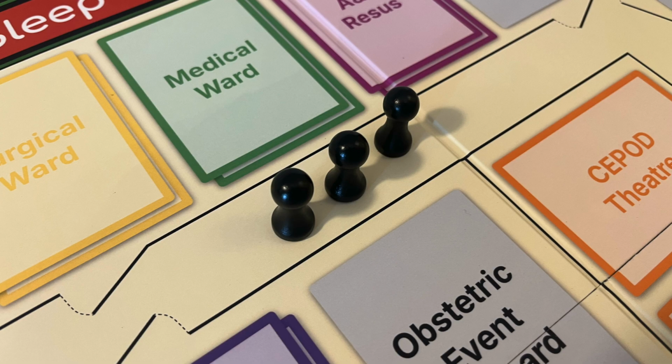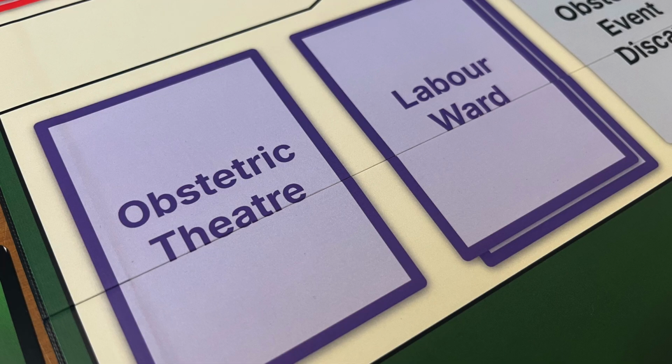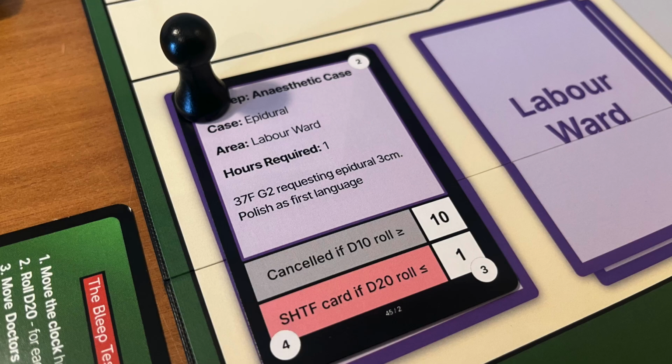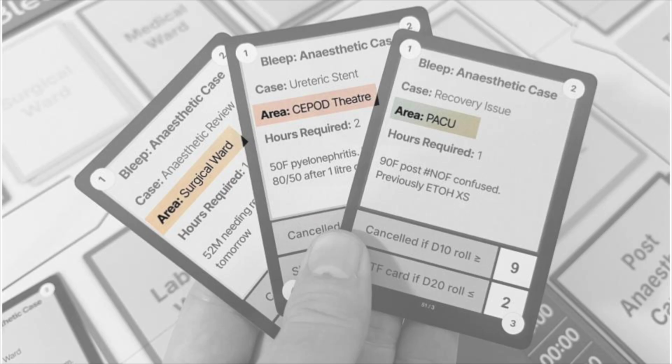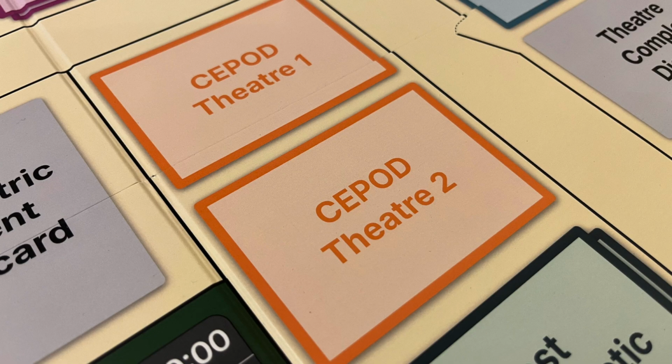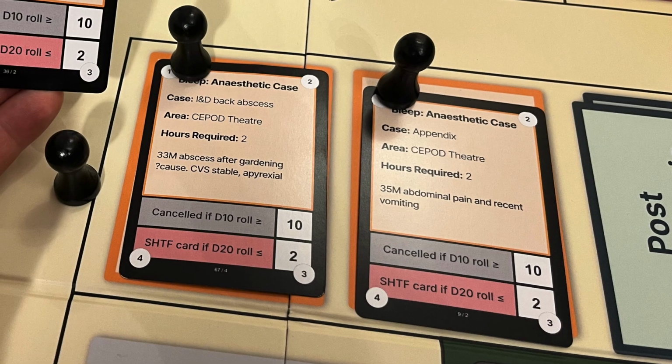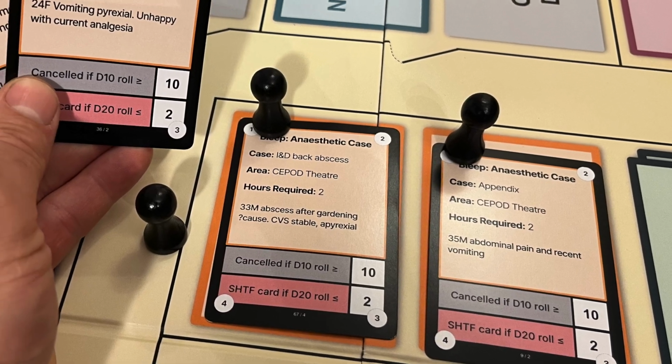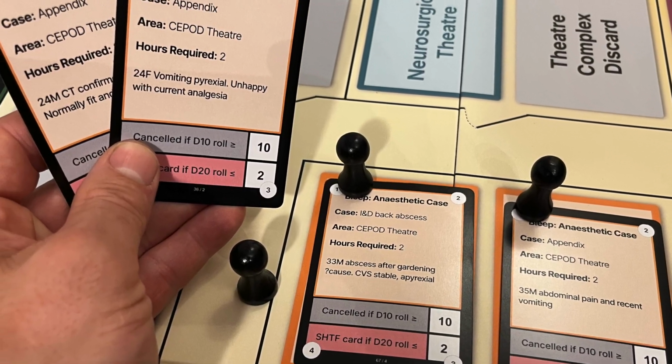The 2 main limitations within the game are 1. The number of available doctors, and 2. The capacity of locations on the board. You'll need 1 doctor per active case, and each case must also be assigned an appropriate location. Some theatres, like C-Pod, have a limited capacity. For example, C-Pod has only 2 theatres, so only 2 cases can ever be run there concurrently.